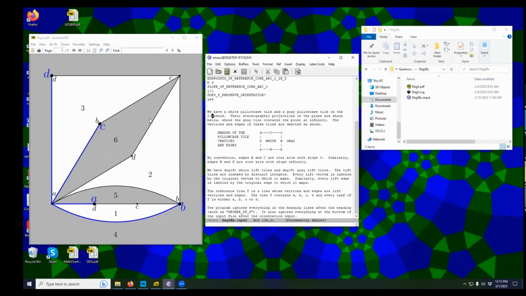For method number 1, we sketch a lift complex. So that's what we see here on the left. We have a lift complex for a map with degree 3. We have 3 white tiles and 3 gray tiles. We index all of the tiles by distinct integers. Any distinct integers will do. And we label the vertices by their images.